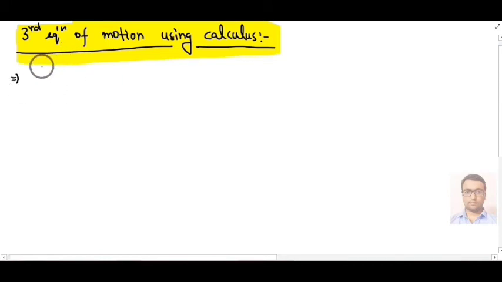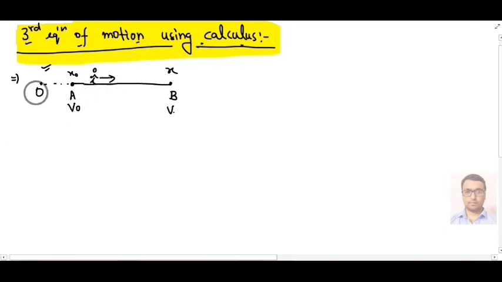Now here you can understand that we have to prove the third equation of motion using calculus. Suppose your point A is somewhere here and point B is somewhere here, and origin point O is somewhere here. Then for A, the coordinate is x0, it is at a distance of x0 from the origin, and the coordinate of B is x. I think you understand very well what is the meaning of coordinate. Then at this point say your velocity is v0 and at this point your velocity is v. Suppose you are moving from A to B like this.